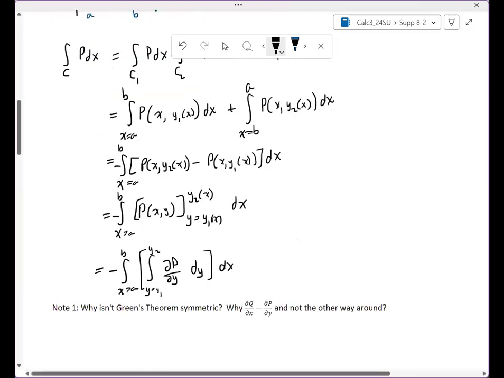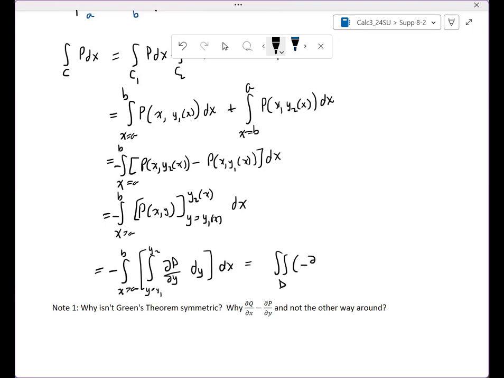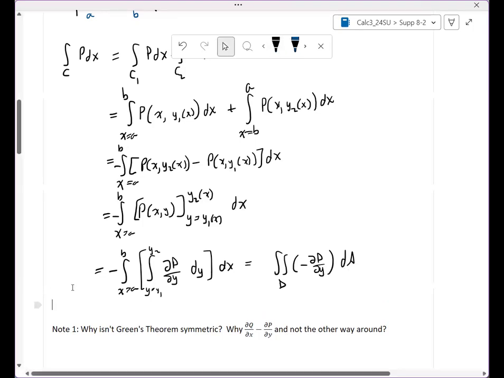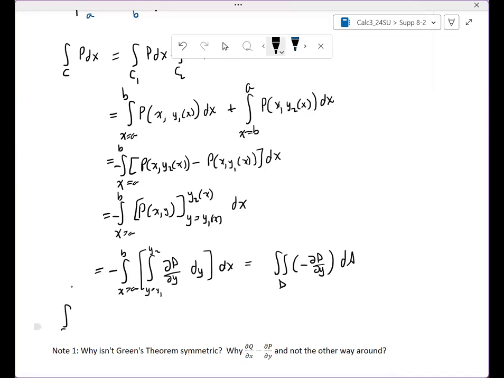In other words, this is just the double integral over D of something. Well, what would that thing be? It will be negative partial of P with respect to y dA. This is simply a double integral. So in summary, what do I have? I have the integral over C of P dx equals the double integral over D of negative partial of P with respect to y dA.